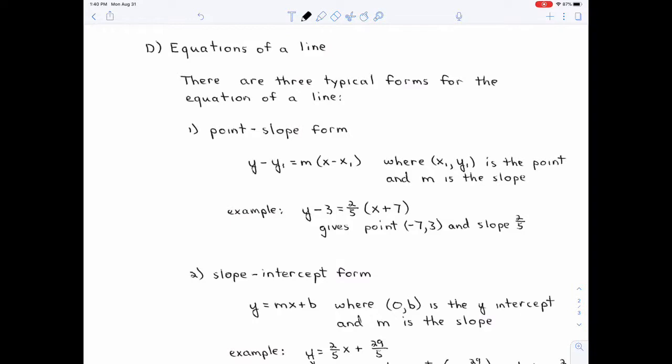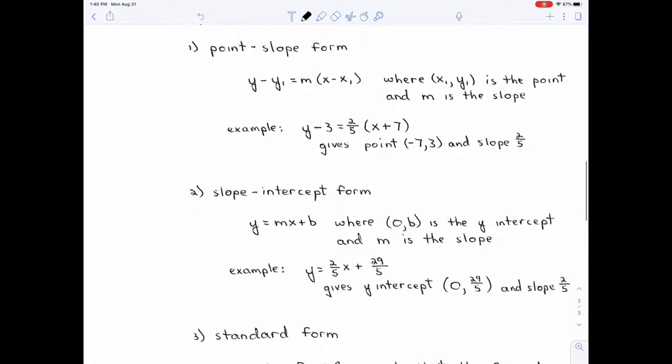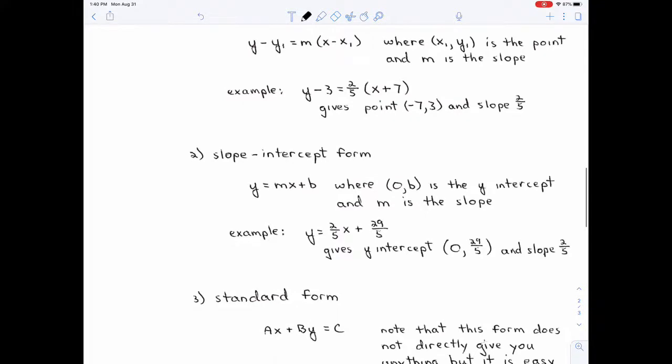It's very good. It's very useful. But I don't think it's the most useful form. Okay, the first one's called the point-slope form. The second one's called the slope-intercept form. And the third one is called standard form, which I've already told you about.